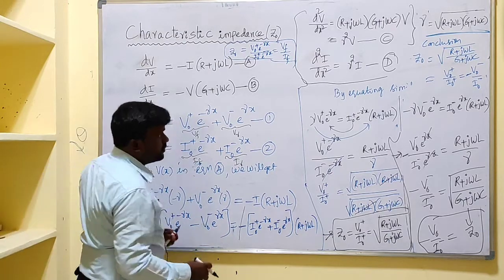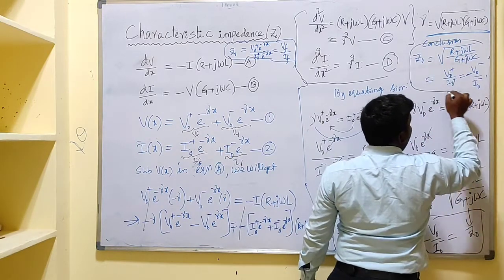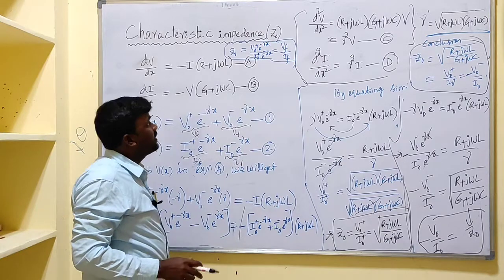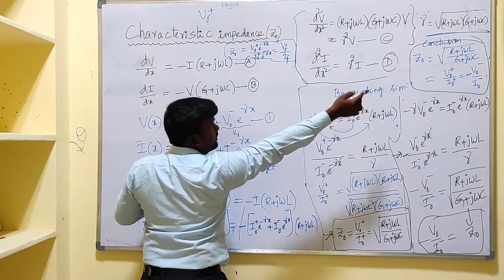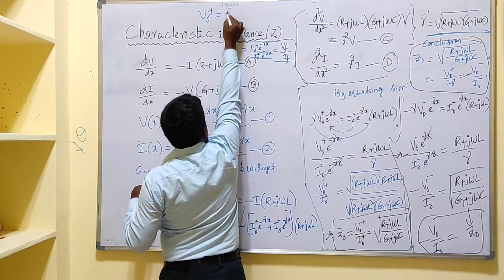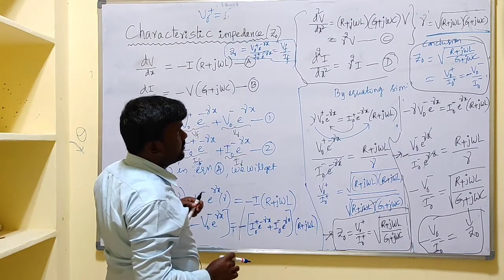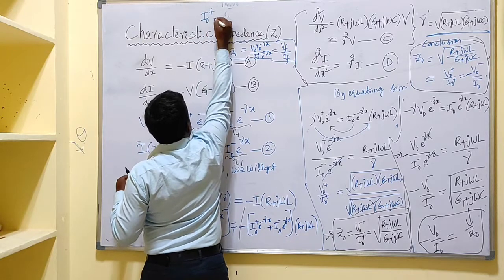That is equation 2, please see this one. This is the conclusion we have, that is Z naught equal to V naught plus by I naught plus, or else minus V naught minus by I naught minus. So that's why we can write, from that V naught plus by I naught plus is Z naught. So V naught plus, or else I naught plus, we can write I naught plus.